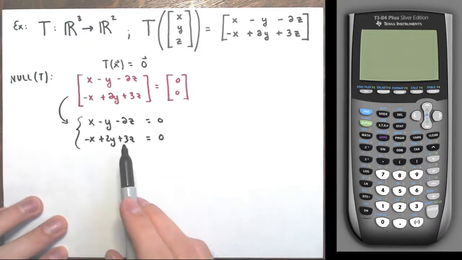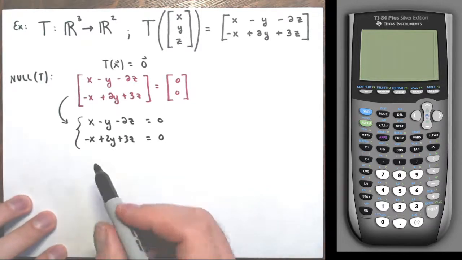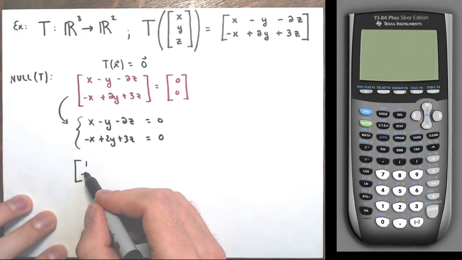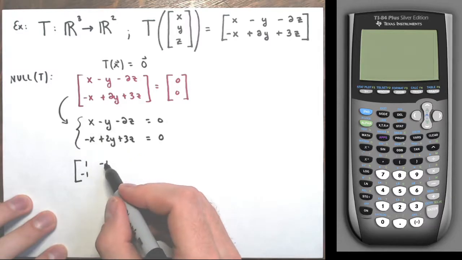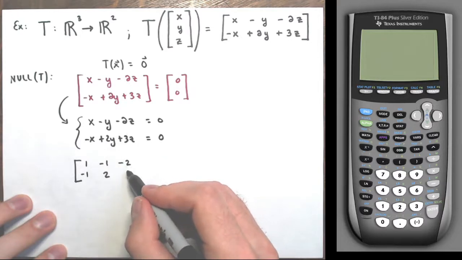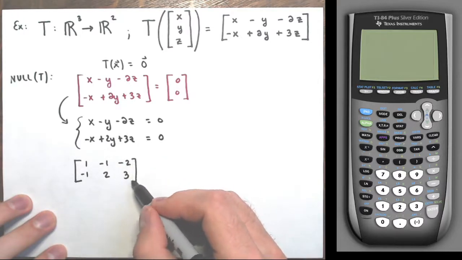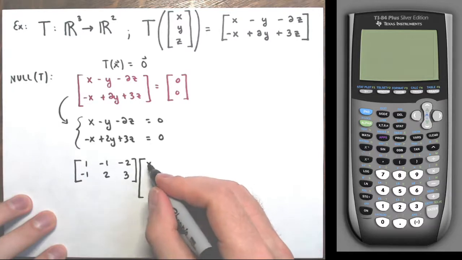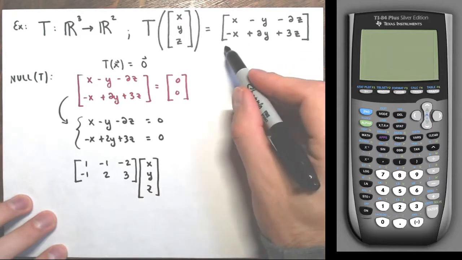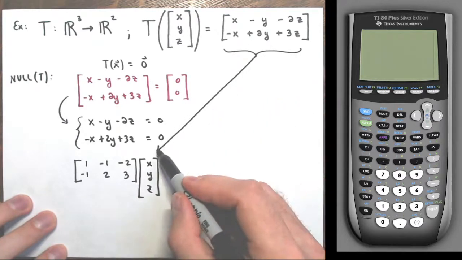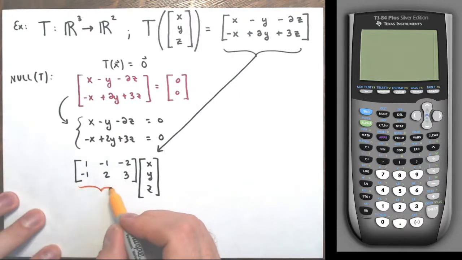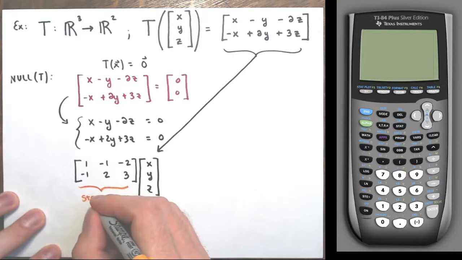And can you see me writing this in matrix form? It'll be a 2 by 3 matrix where down the first column I have coefficients of x, down the second column the coefficients of y, down the third column the coefficients of z, multiplied by the input vector x, y, z. I could have done that up here as well. I said that this was equal to this, what I have here, and this 2 by 3 matrix is the standard matrix for T.